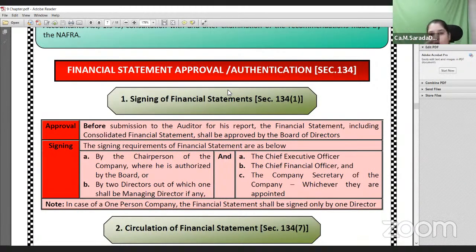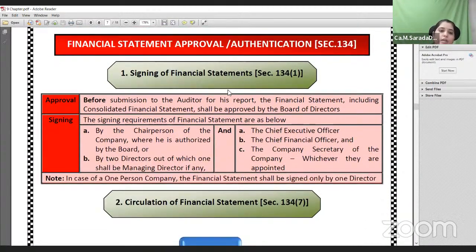Then what you have to say: according to the provisions of Companies Act Section 134, after preparation of the financial statements and before submitting them to the auditor for the audit purpose, the financial statements have to be authenticated or signed by the chairperson who is authorized by the board and by two directors, one of whom should be a managing director. And if the company is having a CEO, CFO, or company secretary, they all should sign the financial statements. If any of these persons fails to sign, then the financial statements are not considered to be valid. Okay. So this is an important practical question area which you will get in your examination.